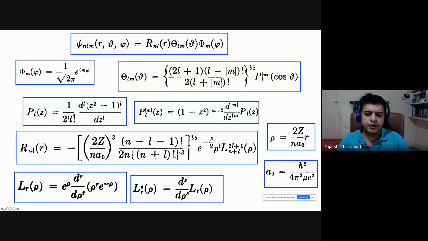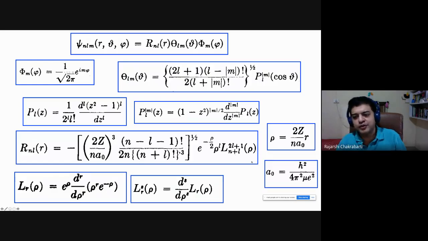Similarly, the R part is quite complicated. This constant gives you the normalization constant, and then you have exponential of minus rho by 2, rho to the power of l, and this capital L. Now this 2l plus 1, n plus l, what does it mean? In general, this L is given by this expression, exponential of rho times the derivative of this quantity. And if you have L_r^s, it is actually the s-th derivative of L_r. So basically this capital L, 2l plus 1 of n plus l, means it is the 2l plus 1 derivative of capital L n plus l.